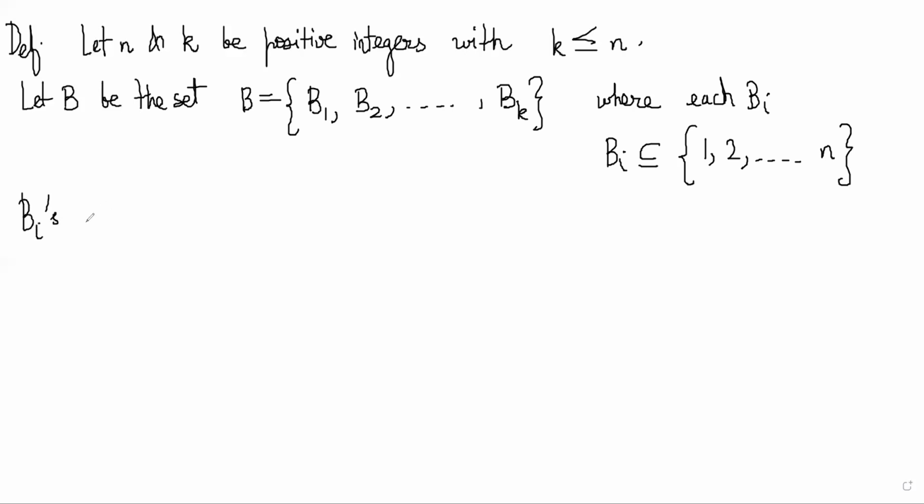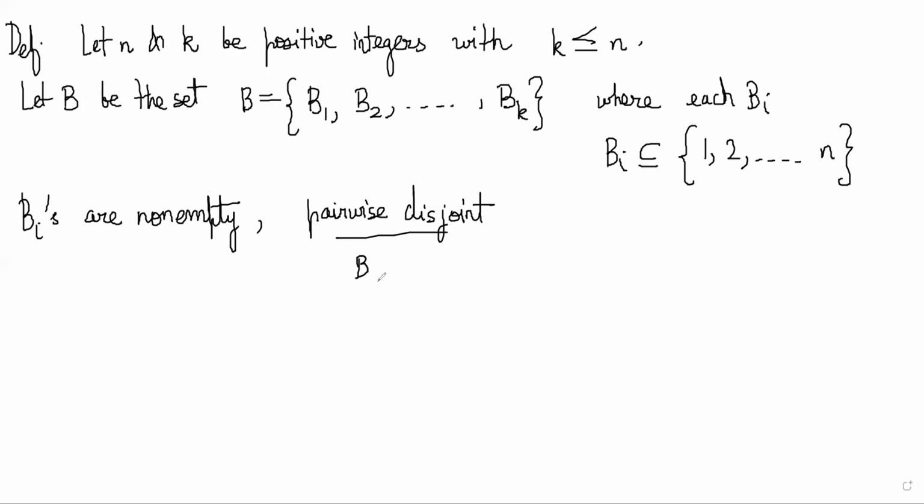The Bis are non-empty. Non-empty means they are not a null set, so each Bi is not an empty set, and they are pairwise disjoint. Pairwise disjoint means Bi intersection Bj is equal to the null set when i is not equal to j. That is a pairwise disjoint set.